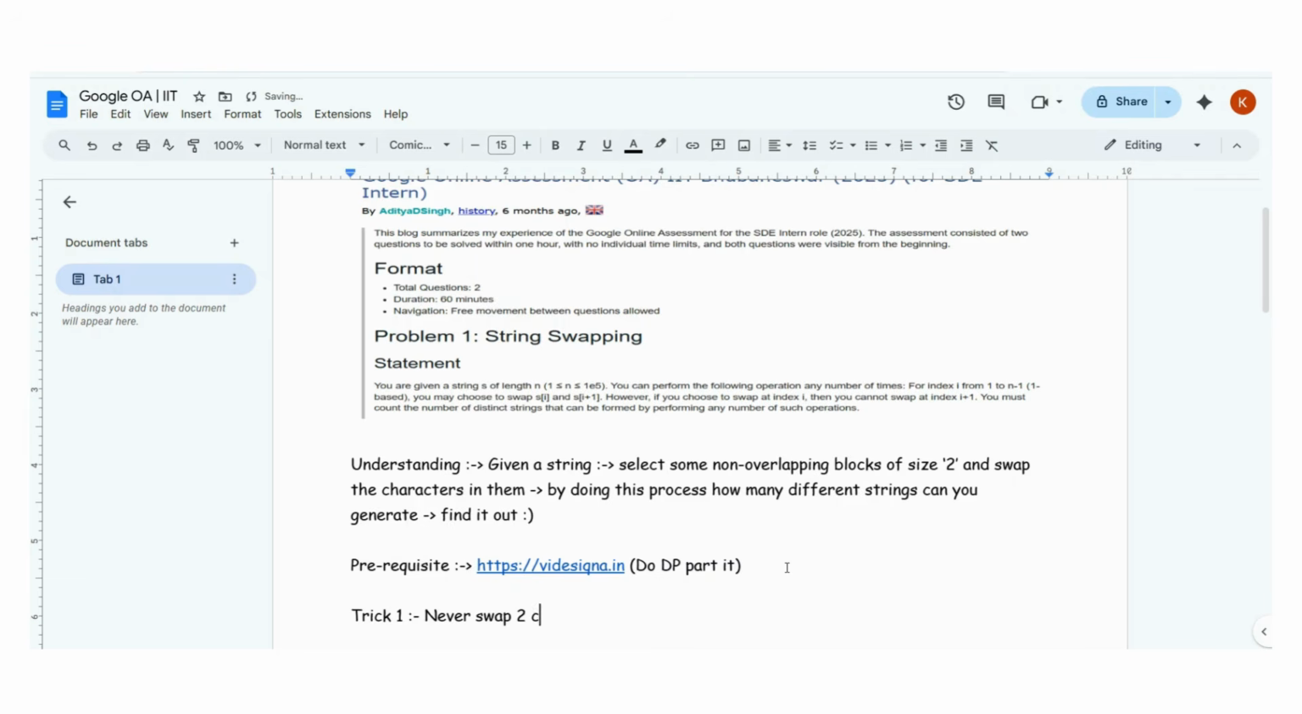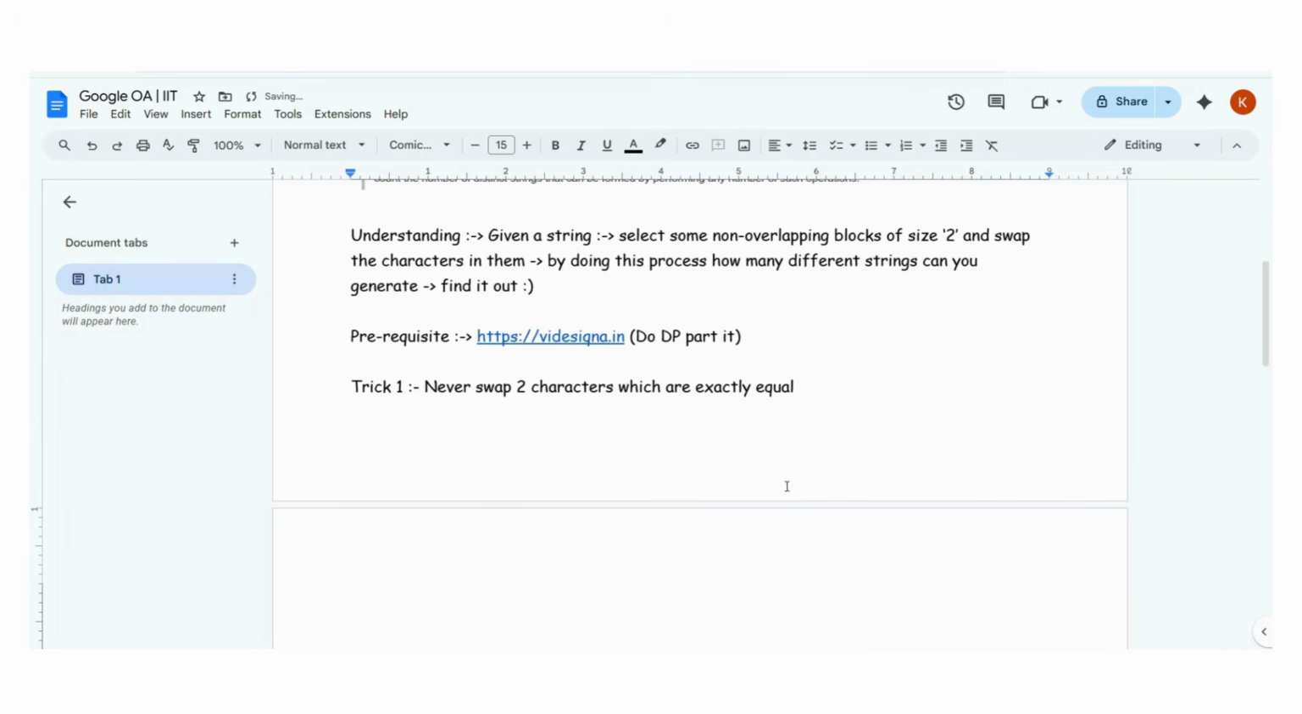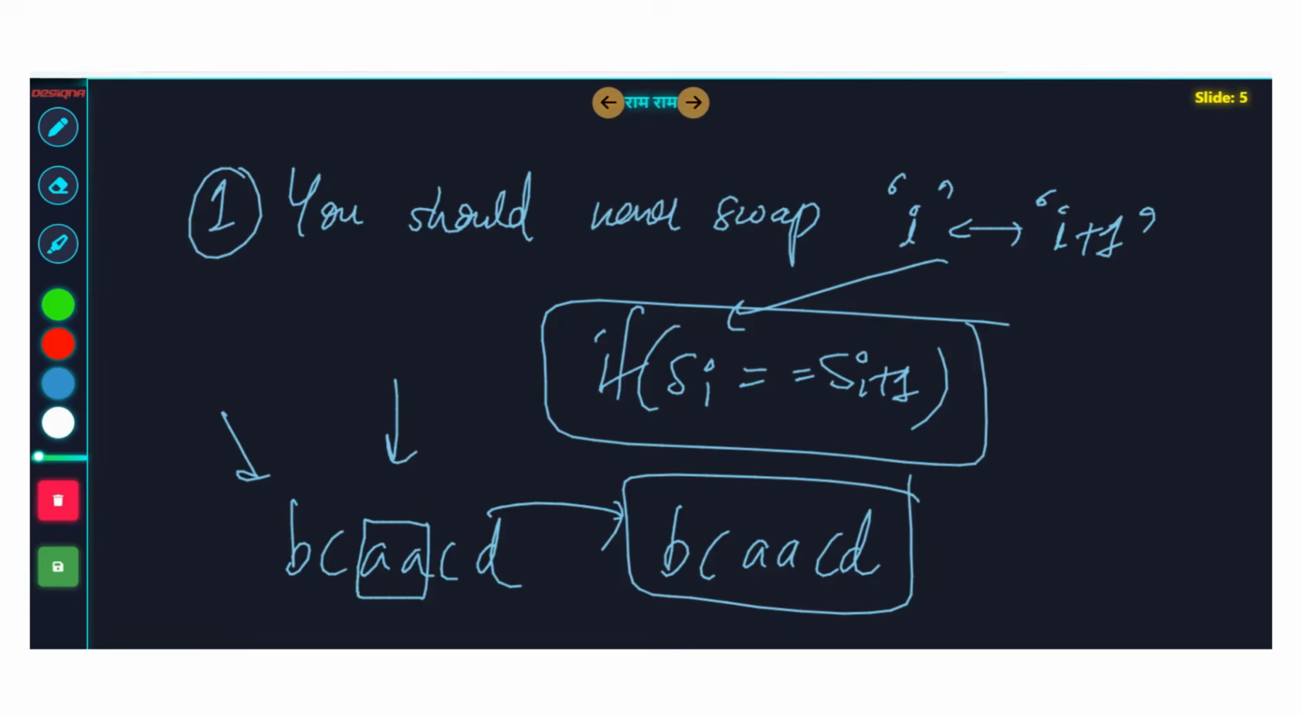Never swap two characters which are exactly equal. Okay. Never swap two characters which are exactly equal. Okay, this is going great for us.